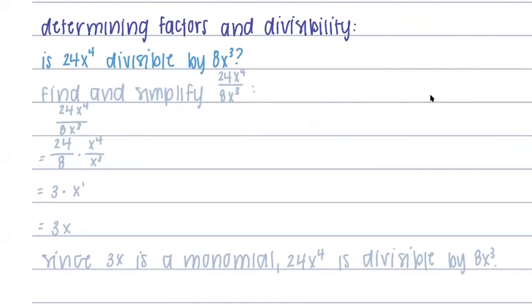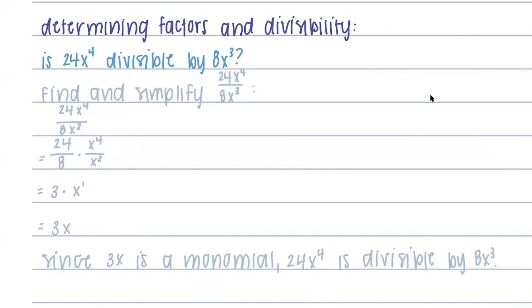Okay. So when you're trying to figure out if something is divisible by something else, when you divide those things, you have to get a monomial. Can you just do 24 divided by 8 and get 3, and then 4 minus 3 equals 1, and 3x? Yeah, that's what you did right here. Yeah, it is faster to say it. I just wanted to write out all the steps so that you guys aren't confused.